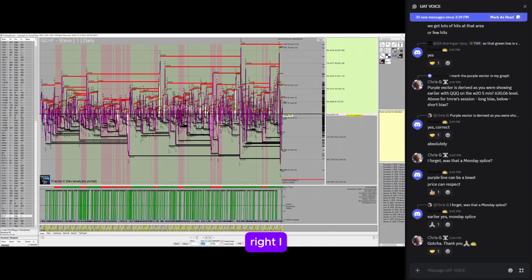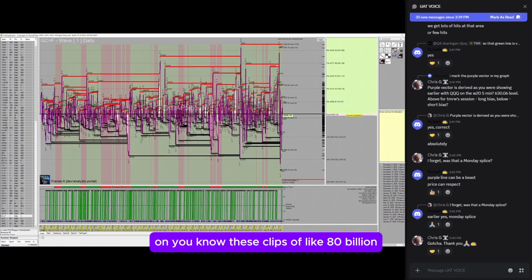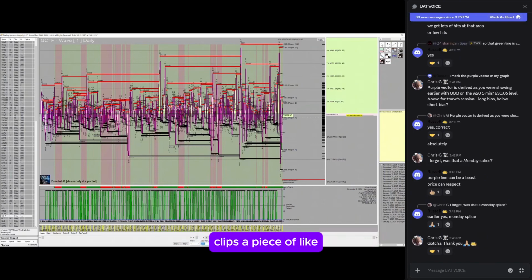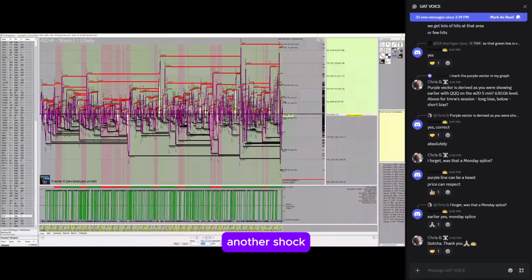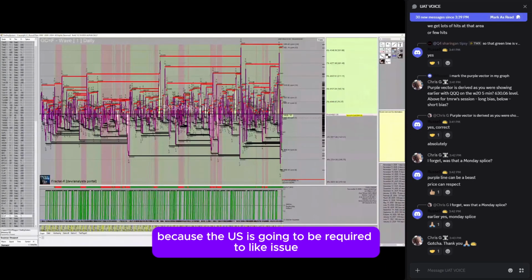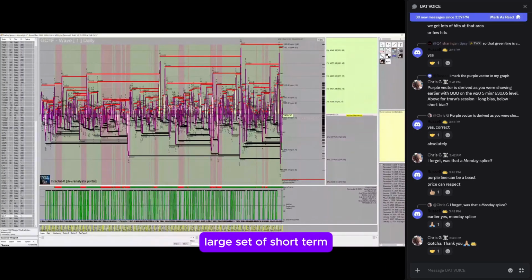But ultimately, especially when we're starting to get maturity on these clips of $80 billion a piece of 6 week, 12 week, 1-year bills, when that starts to roll in is when you would potentially expect another shock, because the US is going to be required to issue another increasingly large set of short-term duration to pay for that. That's what we talked about earlier this year: where were these points of pain for the US Treasury to refinance, right?